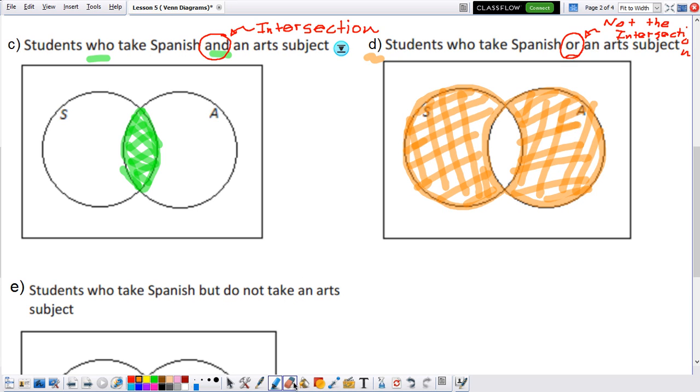Notice that we did not shade anything in the intersection, and that is because we're using the word "or." Either you take Spanish or art. You cannot take both of them. So that's why we leave the middle as an empty space. Now let's look at the last example here.